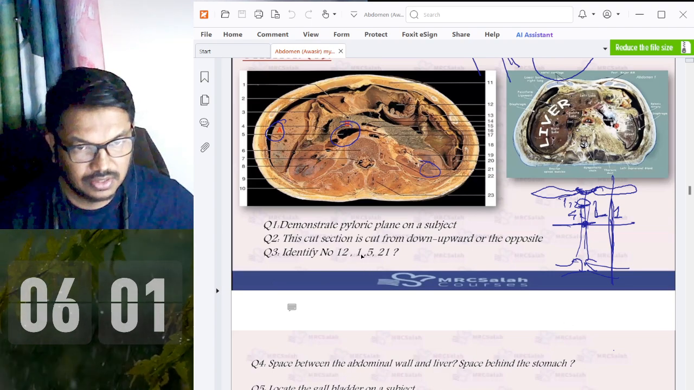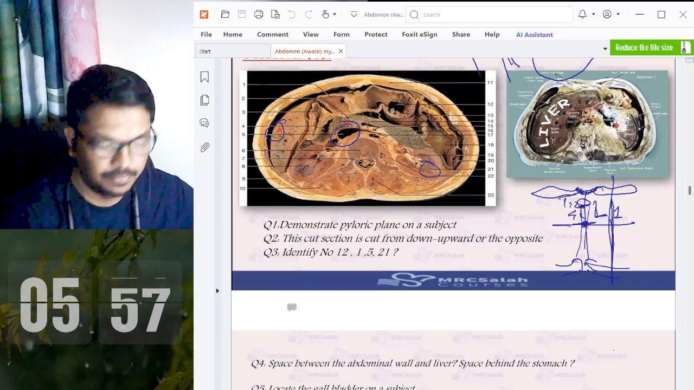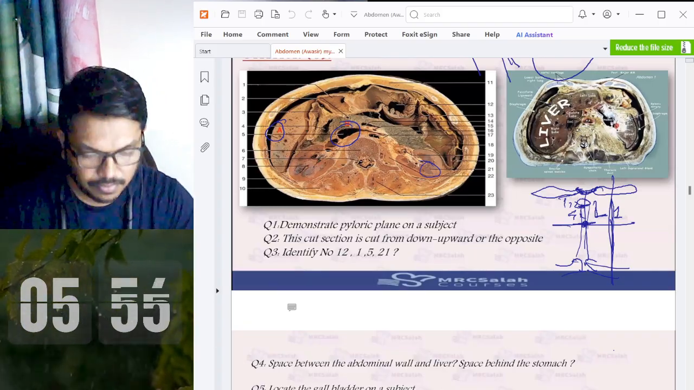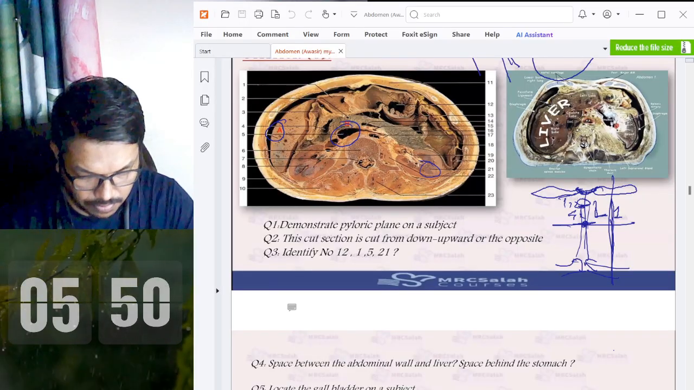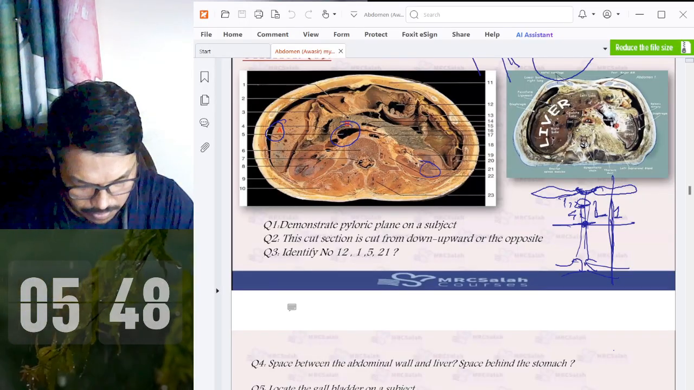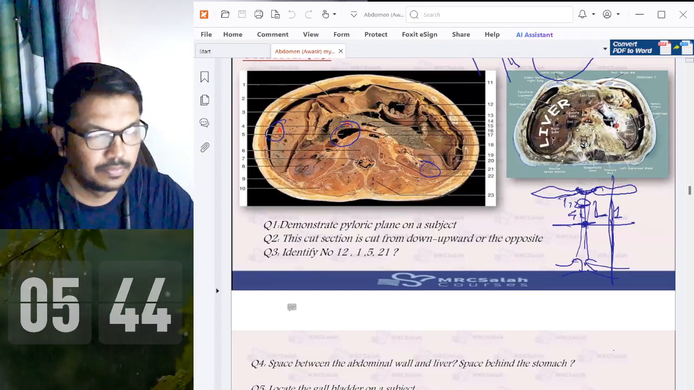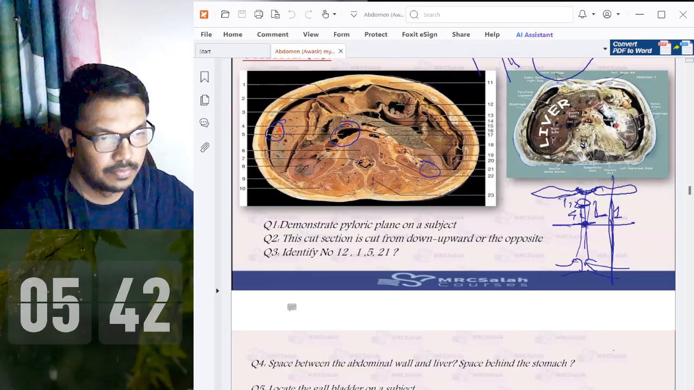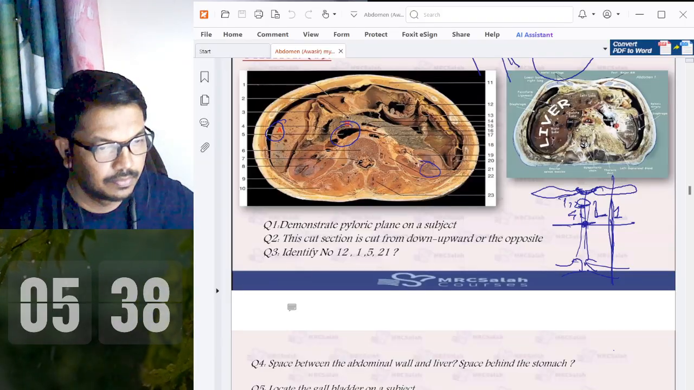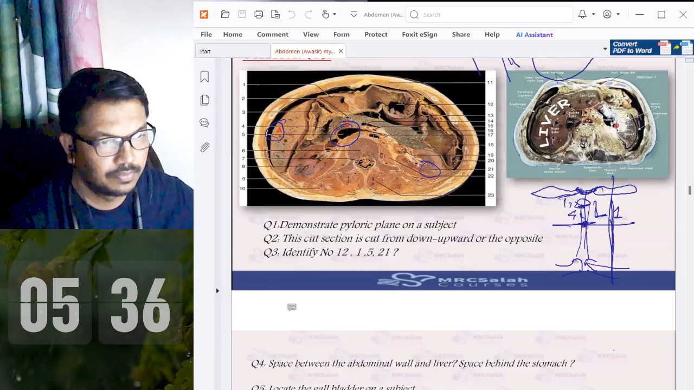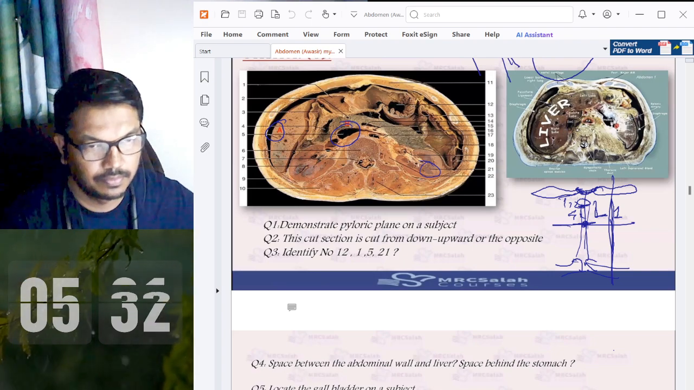Identify the structures 12, 1, 5, and 21. Okay. So in here, 21 is the left-sided kidney. Number 5A is the liver. 5B is the inferior vena cava. And number 12 is the body of the stomach. And number 1 is the pyloric antrum.